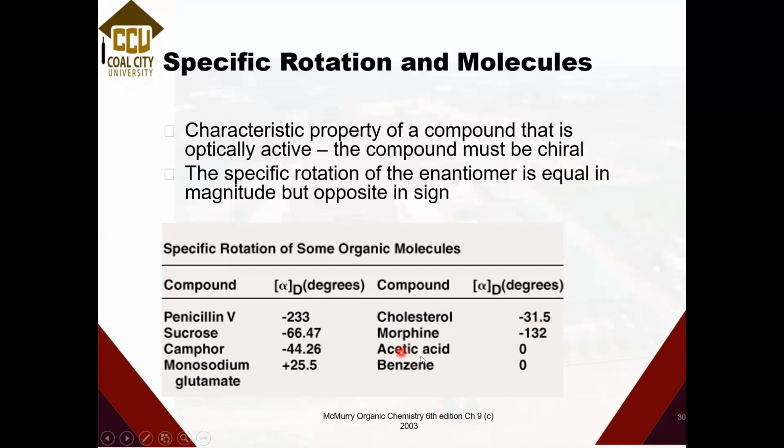But look at acetic acid and benzene. You can see their rotation is 0. It means both acetic acid and benzene are not chiral compounds. They are not optically active. If you see the structure of benzene, you see that all the carbons in benzene have double bonds. So there's no way they can form a chiral compound. There's no way they can have a chiral center in benzene. So it is not chiral and it will not rotate plane polarized light. That's why we have 0. Same thing with acetic acid.